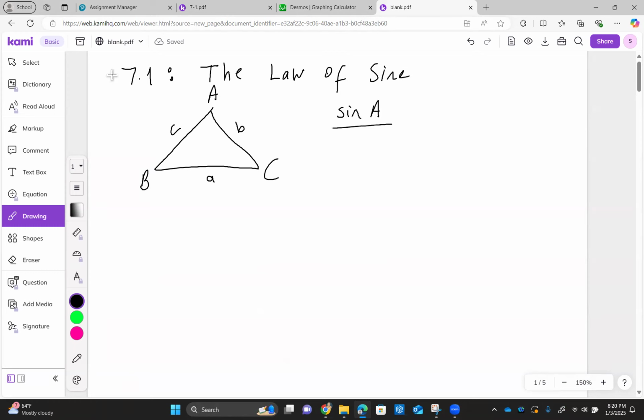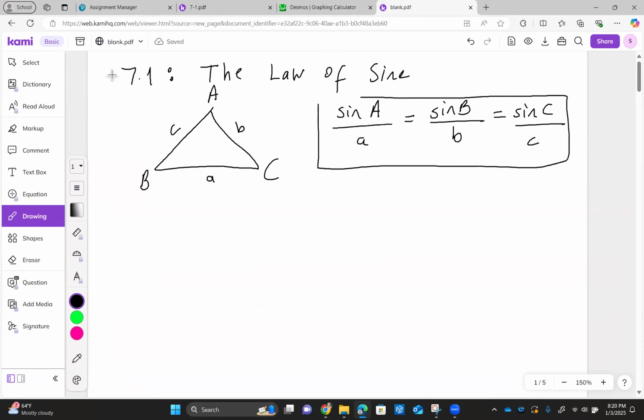The Law of Sines says it's always the same ratio between sine of angle A over the corresponding side, which is A. This ratio is always equal to sine of angle B over the corresponding side, B, and this will be equal to sine of angle C over C. So sine of the first angle over its corresponding side is always equal to the sine of the second angle over its corresponding side, and the same for the third. This relationship is called the Law of Sines.